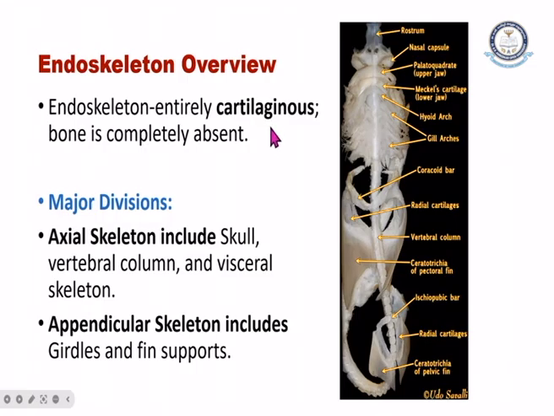Coming to the endoskeleton. Endo means inside, and the skeleton is the system which protects and gives shape to the body. The endoskeleton is the skeleton present inside the body. It is entirely cartilaginous, as we discuss regarding Chondrichthyes. Scoliodon is a chondrichthyes fish, that is, a cartilaginous fish. It has no bony skeleton. It has two major divisions: the axial skeleton, which includes the skull, vertebral column and visceral skeleton, and the appendicular skeleton, which includes the girdles and fin supports. This is the endoskeleton of Scoliodon.